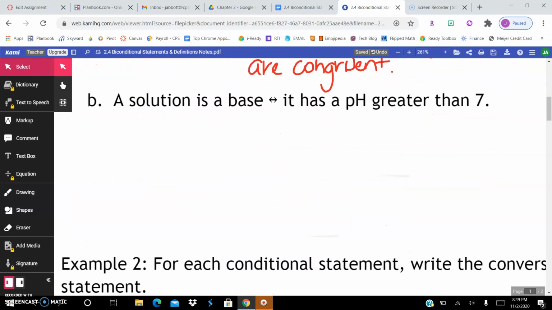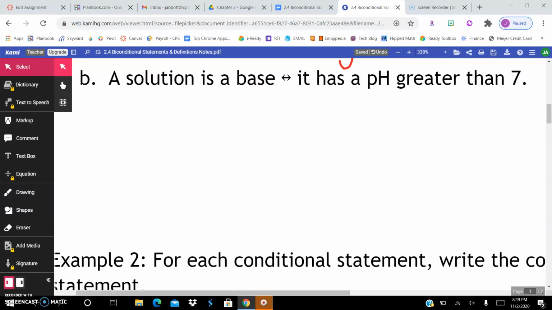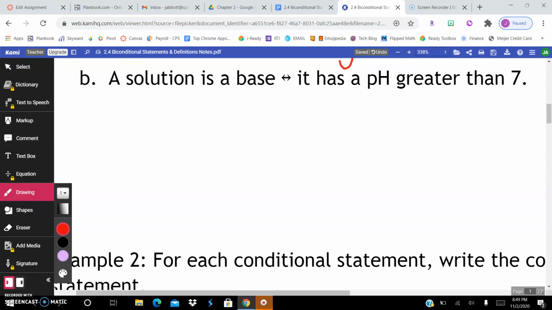So the same thing goes for part B here. A solution is a base if and only if. So those arrows, that's another way of writing if and only if. It has a pH greater than 7. So the first part is the P. The second part is the Q.